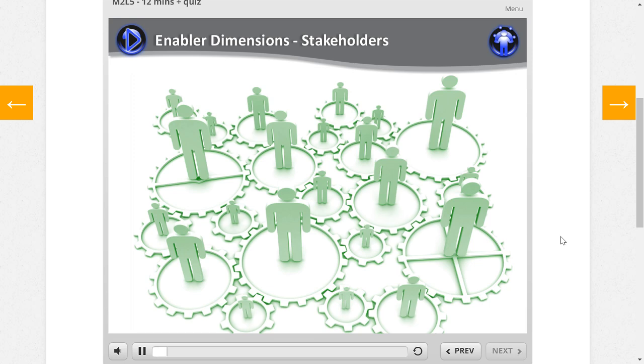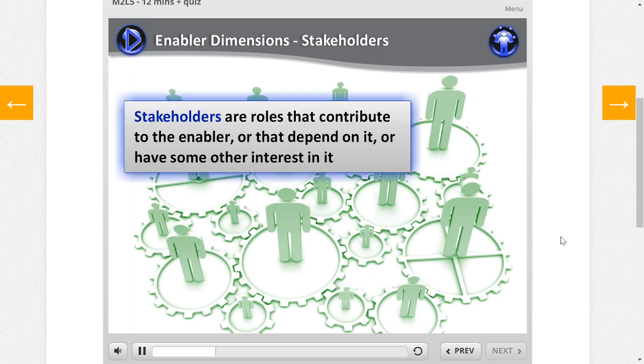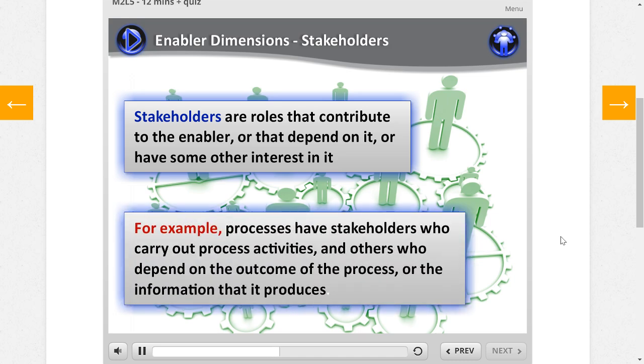The first enabler dimension we'll look at is stakeholders. In this context, stakeholders are roles that contribute to the enabler, or that depend on it, or have some other interest in it. So, processes have stakeholders who carry out process activities, and others who depend on the outcome of the process or the information that it produces. You learned more about stakeholders in Lessons 1 and 2. You might want to review that material when you've completed this lesson.